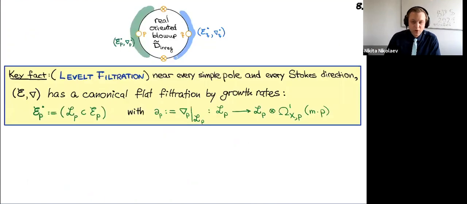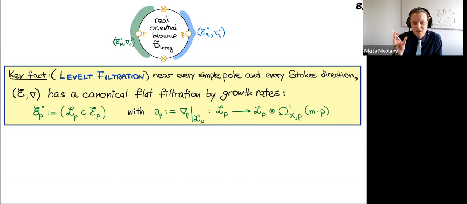Right. Okay, so now here's the absolute key fact about connections and Stokes directions: if I'm sitting near a Stokes direction, so you should imagine I'm taking a germ of a sectorial neighborhood of this particular Stokes direction, then this is a classical fact from analysis of ODEs, that my connection E nabla has a canonical flat filtration given by these growth rates that I was just describing a minute ago.